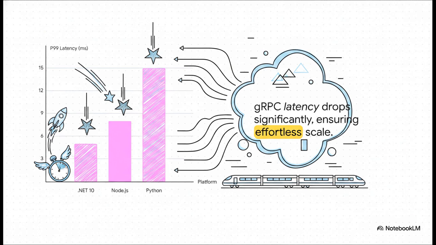And the good news just continues with latency. These are P99 latency numbers, meaning 99% of your requests are this fast or faster. .NET plummets from 15 milliseconds down to just 5. Node and Python see huge drops too. This means your system is scaling effortlessly, and your end users, they never, ever notice a lag.